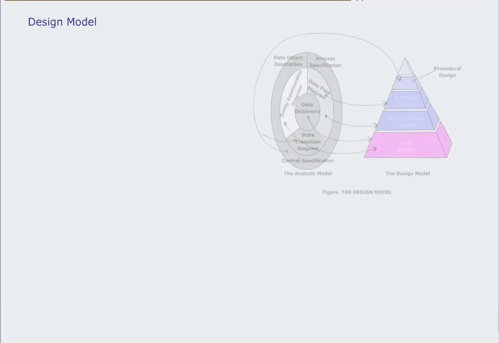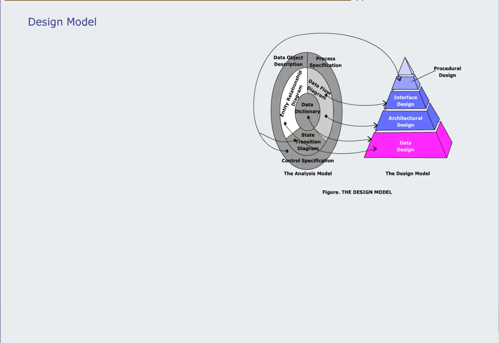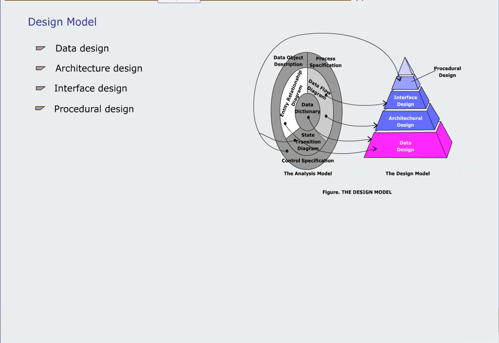Design model. The figure on your screen shows the design model. At the base of the design model is the data design. Architectural design, interface design, and procedural design complete the design model pyramid. Each of the elements of the analysis model provides information that is required to create a design model.